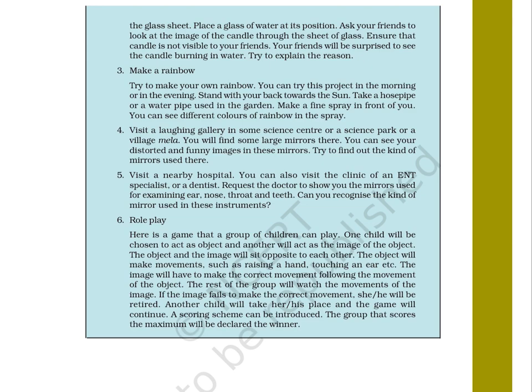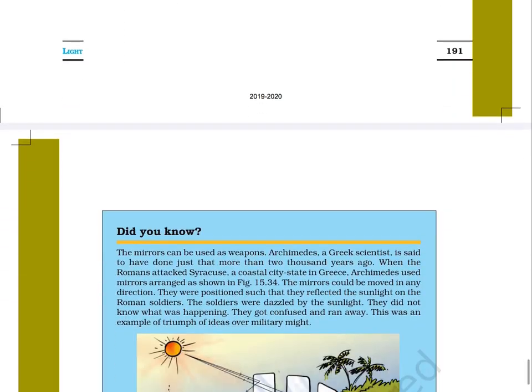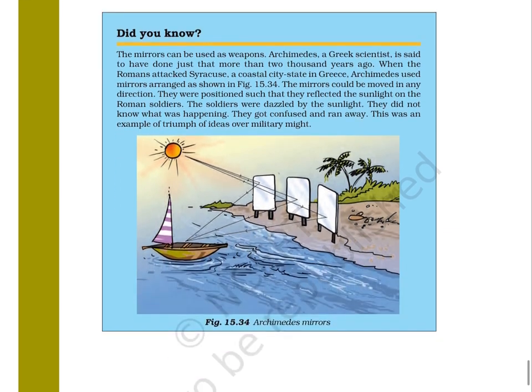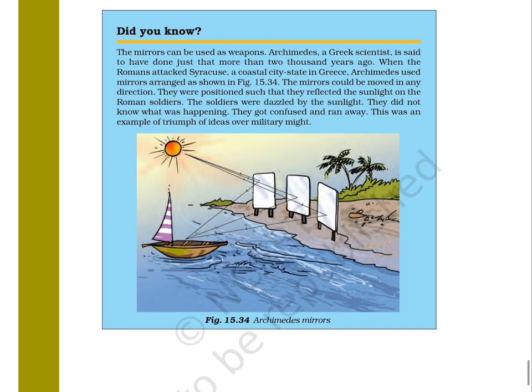Page 192. Did you know? The mirrors can be used as weapons. Archimedes, a Greek scientist, is said to have done just that more than 2000 years ago. When the Romans attacked Syracuse, a coastal city-state in Greece, Archimedes used mirrors arranged as in figure 15.34. The mirrors could be moved in any direction.